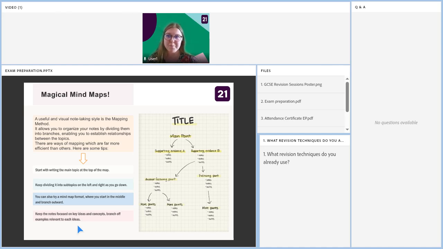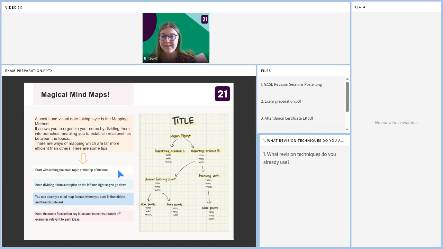Okay, magical mind maps. This is just one of my ultimate favorites because I am personally not creative, but I've worked with so many students that have made just glorious, glorious mind maps. This is useful for pretty much any subject that you would need to make links between different topics. So here's an example of one that would work more like a flow chart. This is more like a flow chart going down.